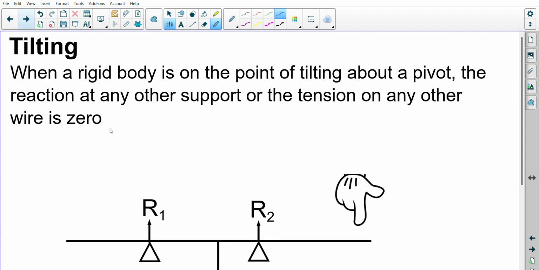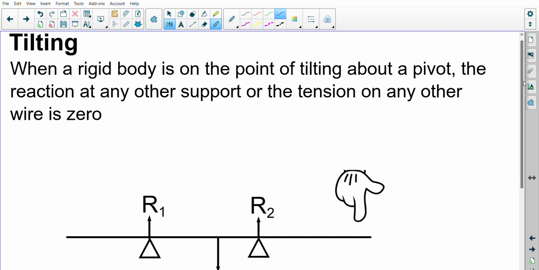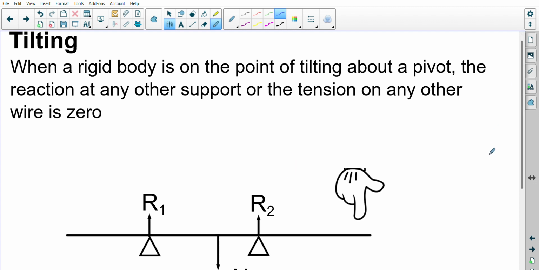Now we're going to move on to tilting and have a look at what tilting means. So, when a rigid body is on the point of tilting about a pivot, the reaction at any other support or the tension on any other wire is 0. So this diagram below could be at the point of tilting if that force where the hand is applied.